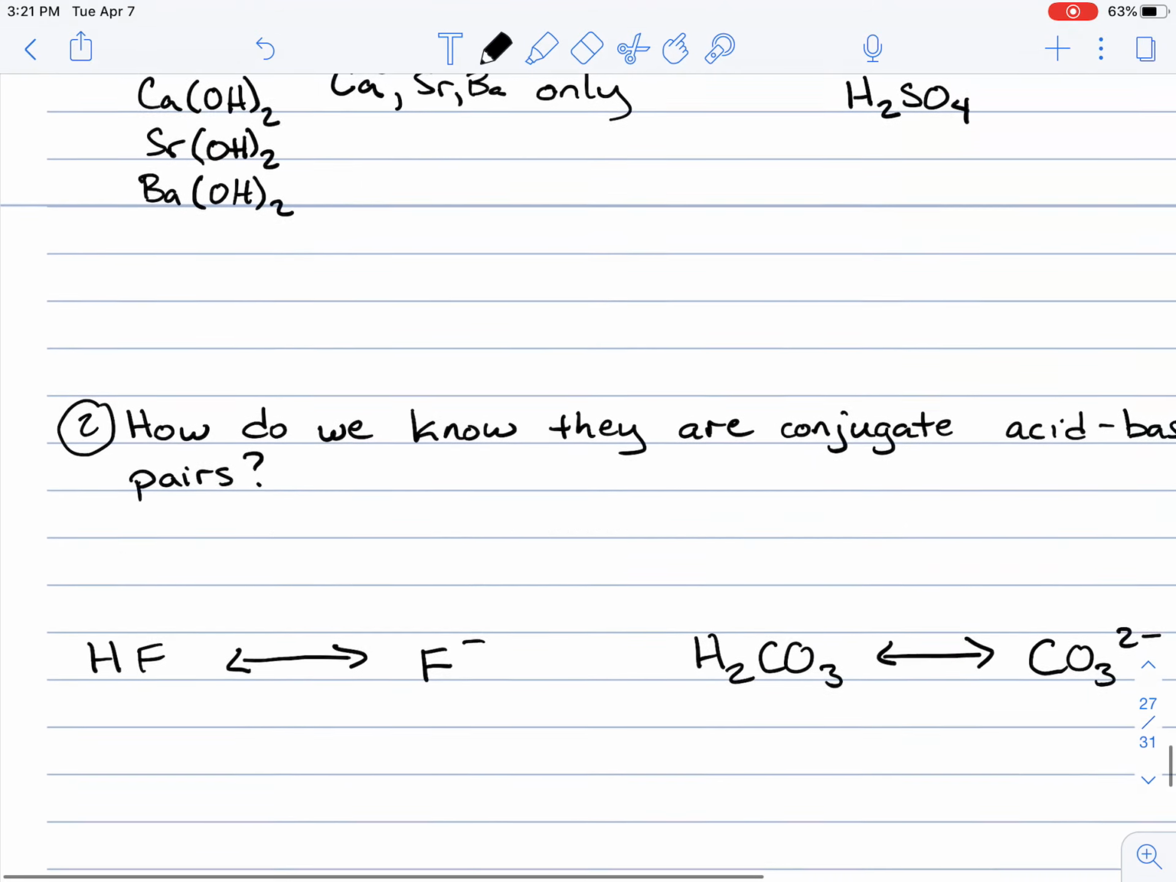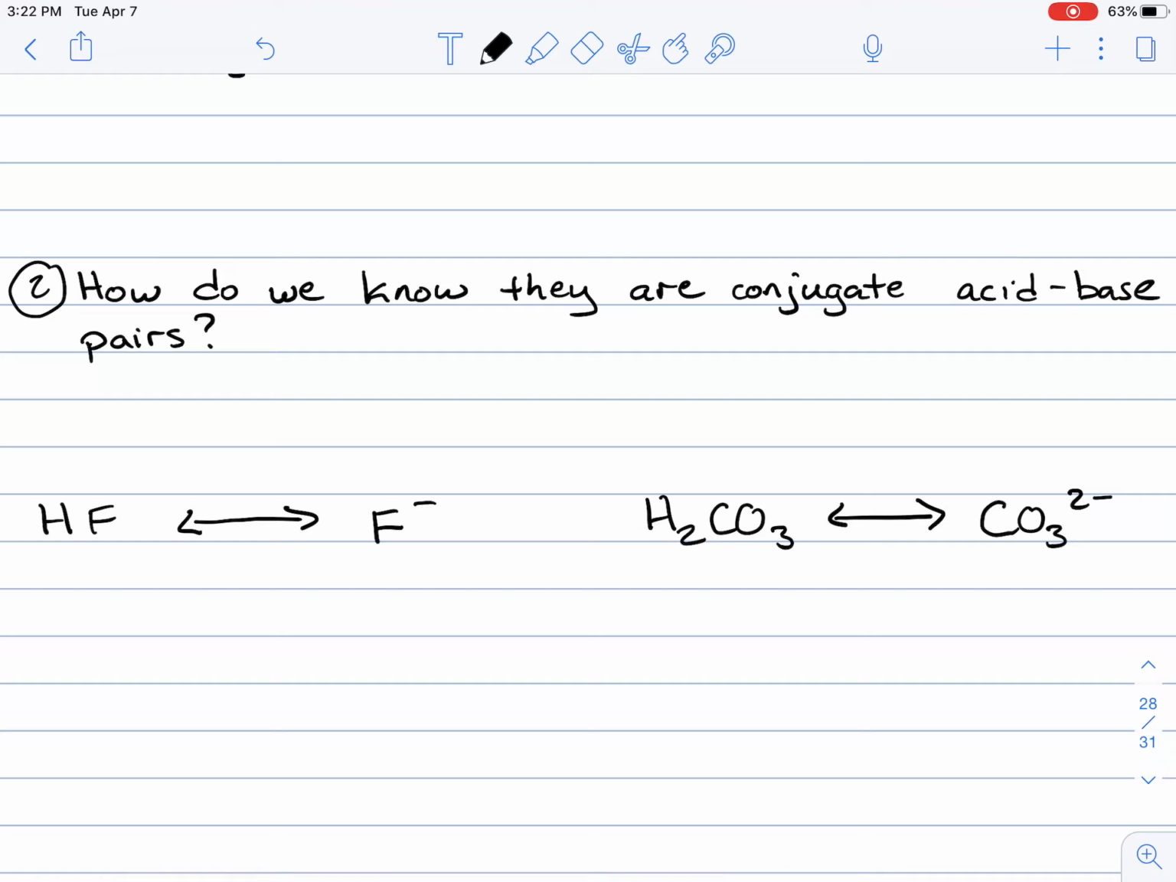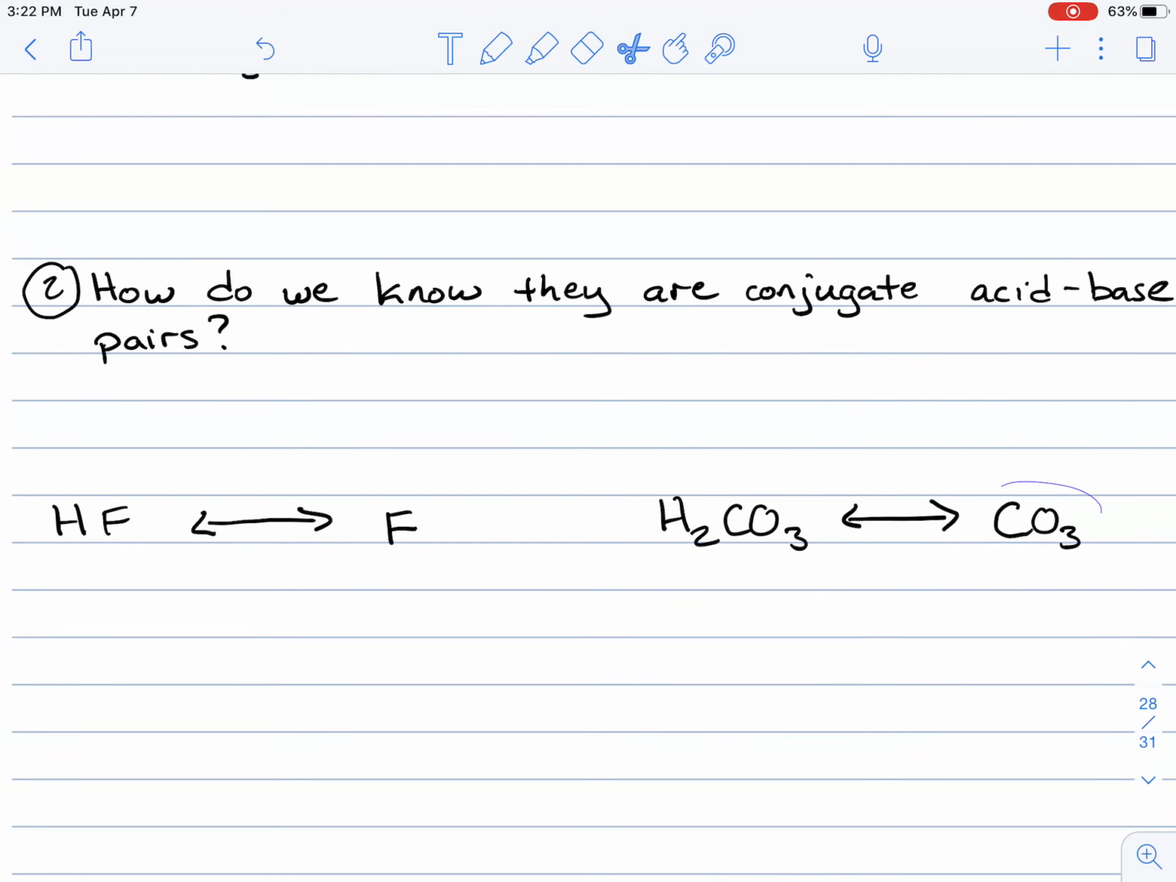All right, so the second question that I get from students is, how do we know that the compounds presented to me in the problem are conjugates of each other? Okay. And so I'm actually going to erase this here. And so what if in the problem, I think I just kind of gave it away, but that's okay.